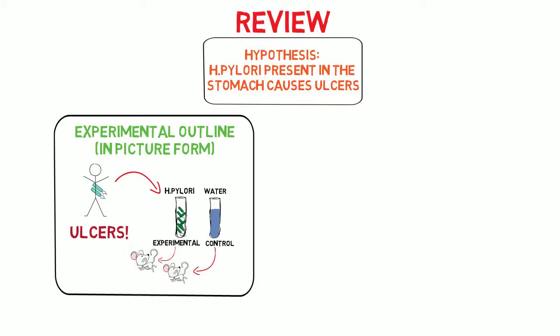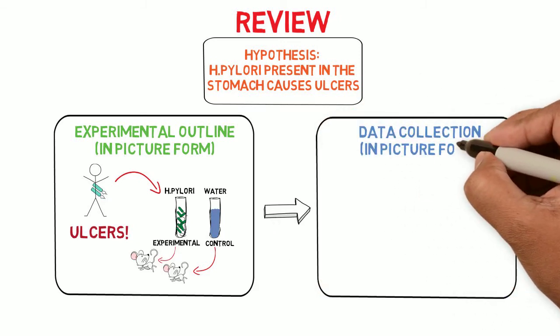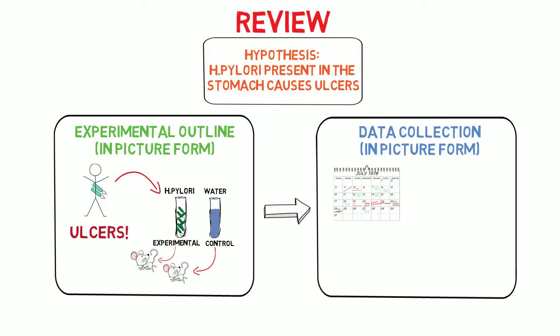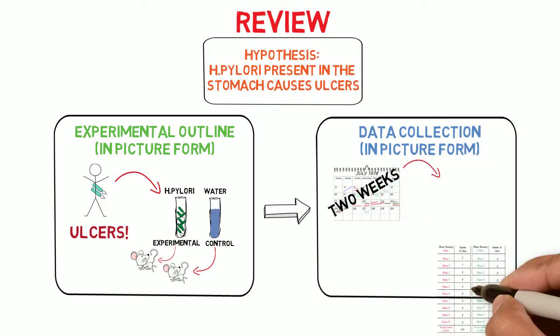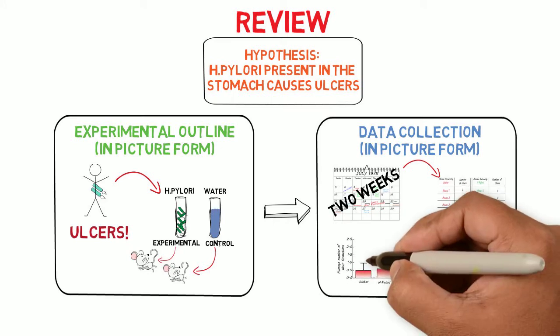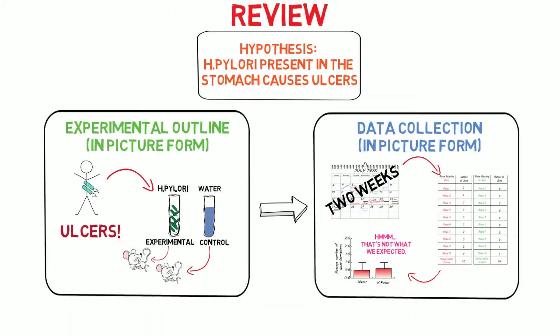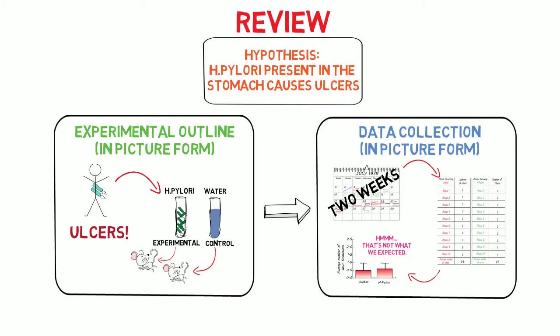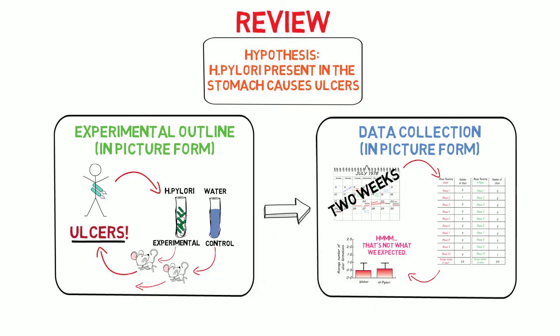In the last module, you actually spent time gathering the data. After implantation of your bacteria and water into your experimental and control groups, you waited 2 weeks for ulcers to form. After the 2 weeks, you counted the number of ulcer formations in both groups and graphed the data. If our original hypothesis is true, then you would have expected the mice who received H. pylori to develop ulcers, while the control mice should show no effect of the water.